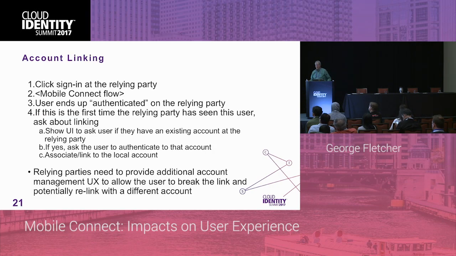So account linking is kind of an interesting scenario, right? If you think about it as a relying party, you have a bunch of existing users who use your site, and you want to add Mobile Connect to your site. When that user comes to you via Mobile Connect, and you have an ID token with some subject identifier in it, you have to either figure out how to match that against your existing user base, or how to ask the user, do you have an existing account? And then if you have an existing account, how do you authenticate to that account to prove that you own it so that you can link it?